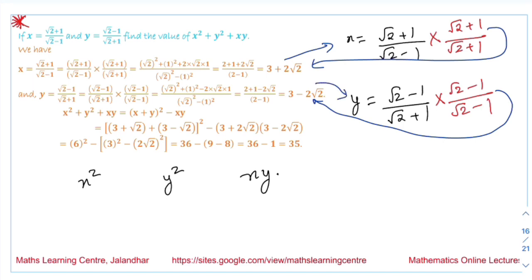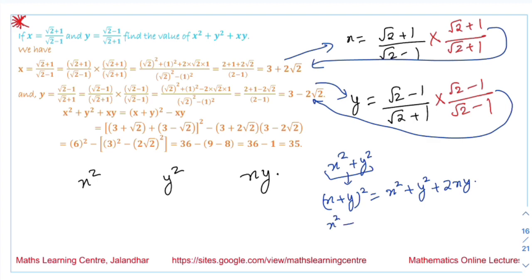Now the next thing we have to do is find the value of x square plus y square plus x into y. To find the value of x square plus y square, we are using this formula: x plus y whole square is equal to x square plus y square plus 2xy.